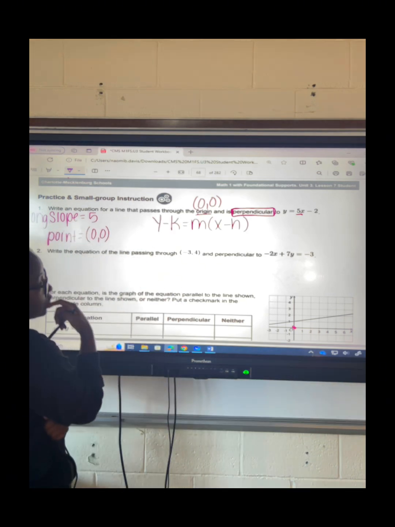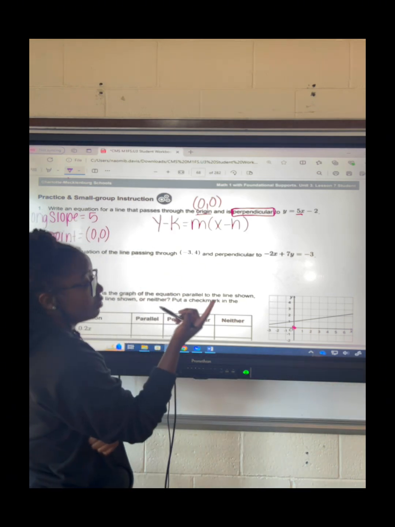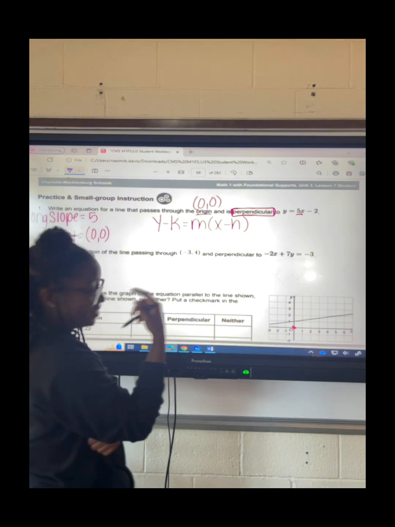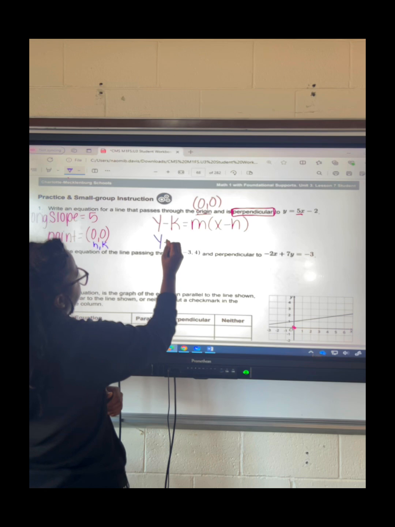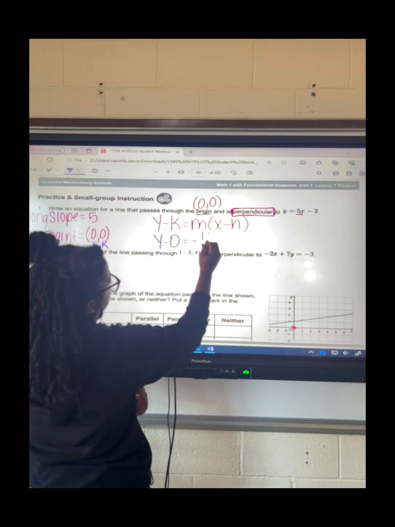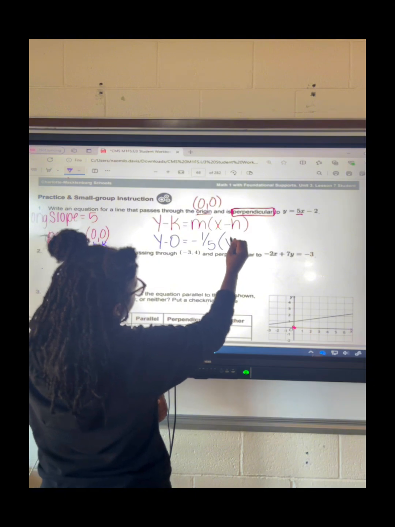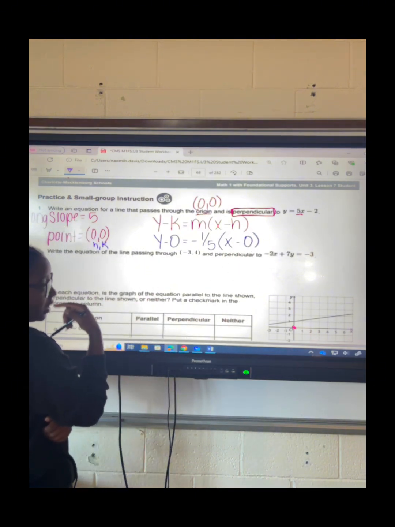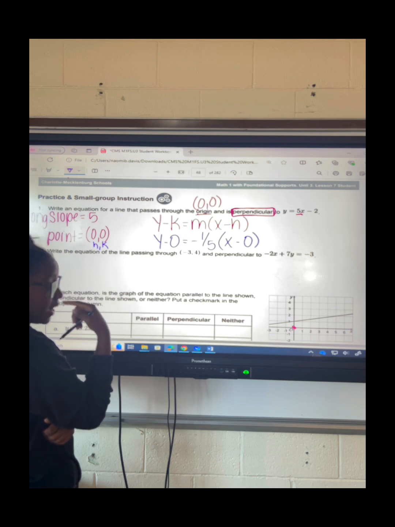My original slope was 5. What's going to be my new slope? Negative 1/5. Yep. Y minus 0 equals negative 1/5 times x minus 0.